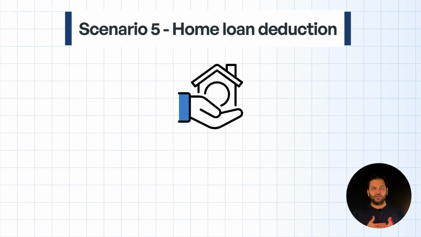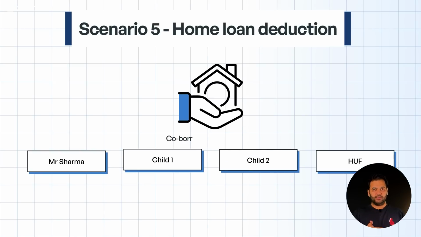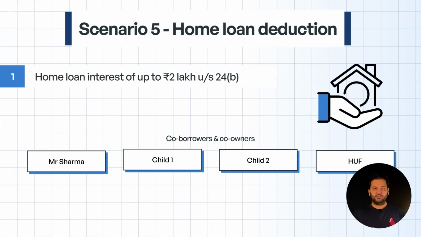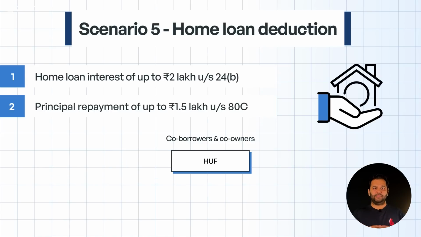Finally, the HUF can also come in handy when purchasing a real estate property. For instance, Mr. Sharma decides to buy a new house property. He adds his 2 children and the HUF as co-borrowers in the loan and co-owners in the property. Since the loan is taken jointly, each borrower, including the HUF, can claim the following deductions: home loan interest of up to 2 lakh under Section 24B and principal repayment of up to 1.5 lakh under Section 80C. So you see, just by adding the HUF as a co-borrower, the family can reduce their taxable income by up to 3.5 lakh every year.